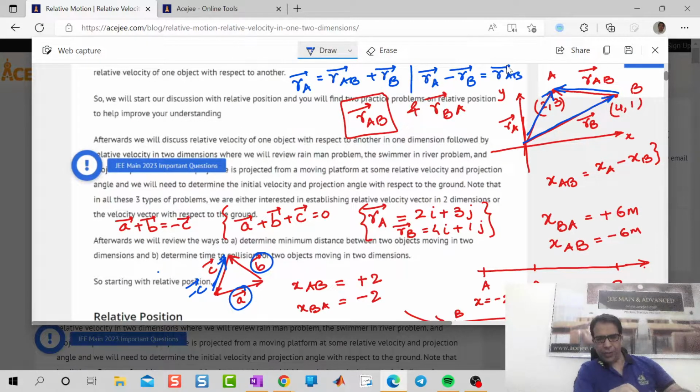And since I've given you the coordinates, you can write RA and RB in unit vector notation, that is 2i plus 3j cap for RA, 4i plus j cap for RB. You subtract the two, you get what Ruchika mentioned, that will be minus 2i plus 2j, correct?